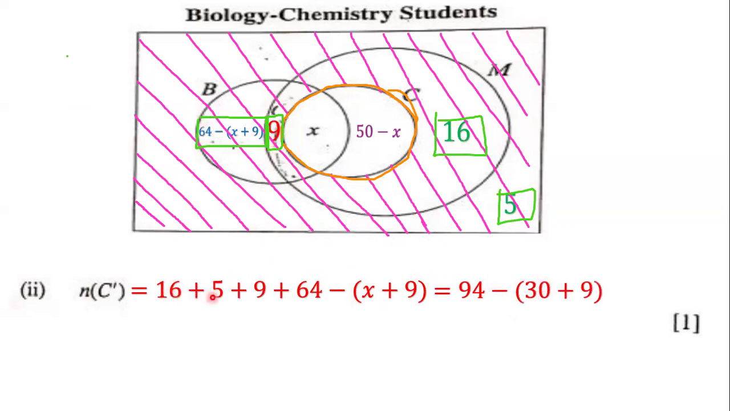So we add up all of these numbers, 16, 5, 9, and 64, and that gives us 94. But we have to subtract 39 because x is 30, and 30 plus 9 is 39. So it's going to be 94 minus 39, which is definitely going to be 55. And so that means that the number of elements in C complement is definitely equal to 55.